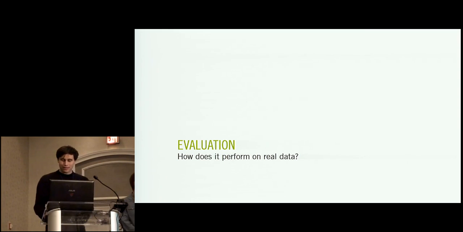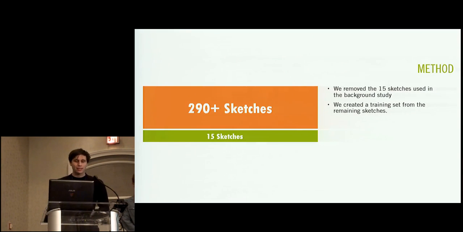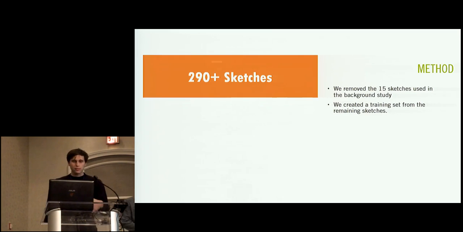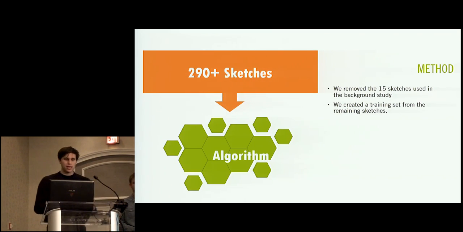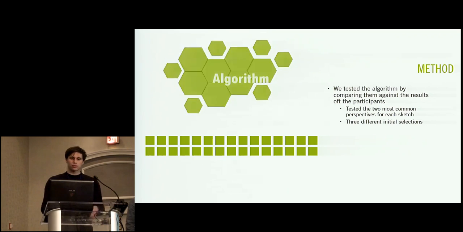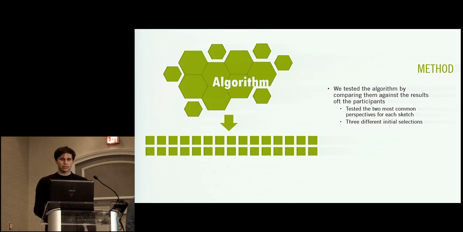So once we had that algorithm, we, of course, were interested in how it performs. So we came back to the original data that we had, and we obviously put away those 15 sketches and trained the rest of them in order to use them as a training set for our algorithm. So now we fed this into our algorithm and had a trained algorithm, and we came then back to actually confirm what users did. So we wanted to see if the algorithm could do the same thing with those sketches. So we tested always the 2 most common perspectives that users identified, if the algorithm would also come up with the same result. Doing that, we used 3 different initial selections to get some variety here.